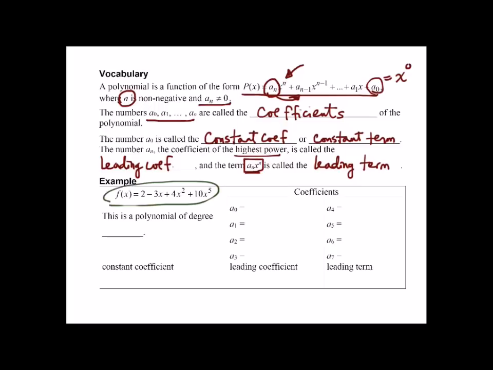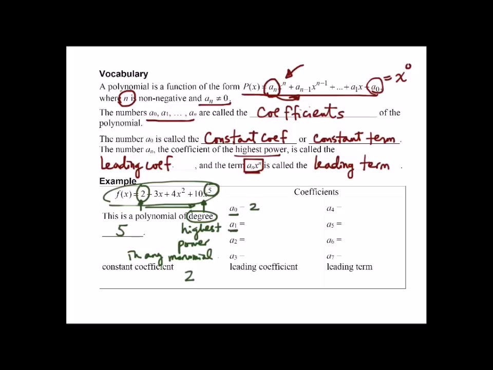Here we're considering the polynomial 2 minus 3x plus 4x squared plus 10x to the 5th. Notice that we purposely write it in increasing order, where we start with the lowest power or degree all the way to the highest degree of this polynomial. This is a polynomial of degree 5 because 5 is the highest power that any monomial has. The constant coefficient is the one that has no x attached to it, which is 2 in this case. The a0 coefficient is the coefficient attached to the constant term, which would be 2.